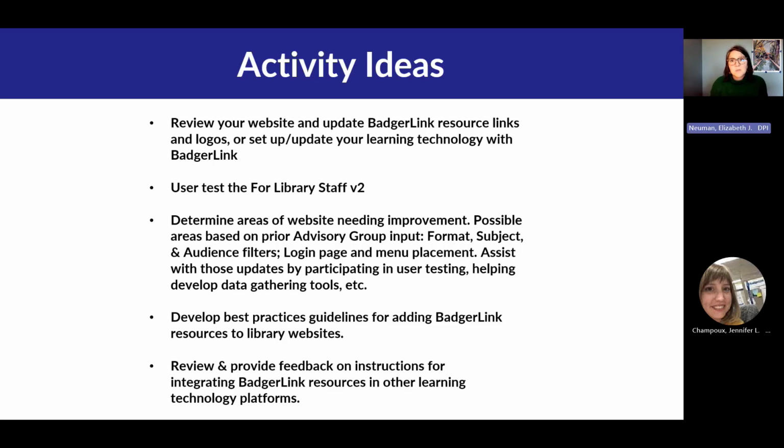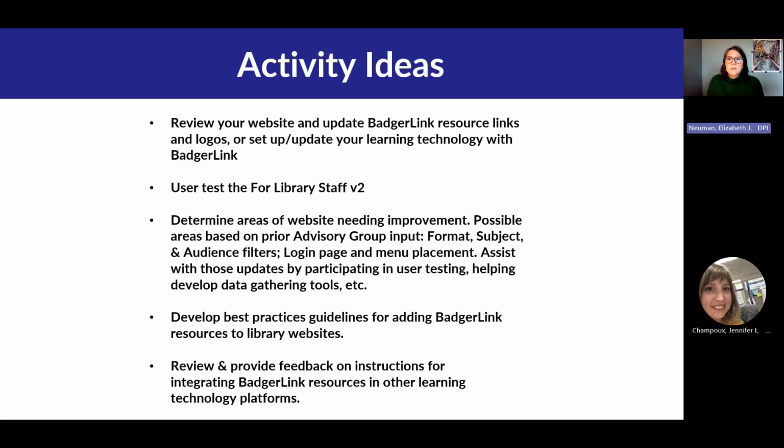Second activity idea is doing one-on-one user testing with the new draft for the library staff page, that version 2, to determine any additional needed changes before we go ahead and publish. A third idea would be to determine other areas of the website that need improvement. Previous feedback has included a review of the resource page filters or possible changes with the login page and its menu placement. Depending on the need, the work could include additional user testing, helping develop data gathering tools, etc.